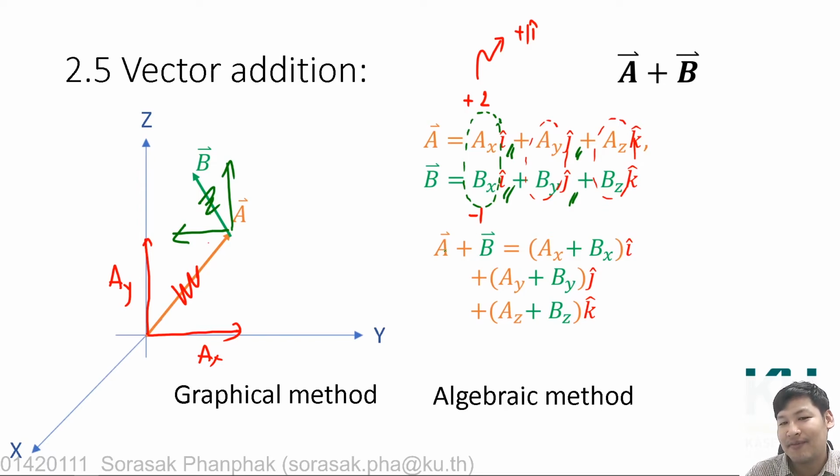So as you can see, for a plus b, you have the component of a and b in the x direction, do plus or minus each other, exactly the same. And you have to write the unit vector to state the direction on each axis as well. This is how you do the algebraic method on vector operation.